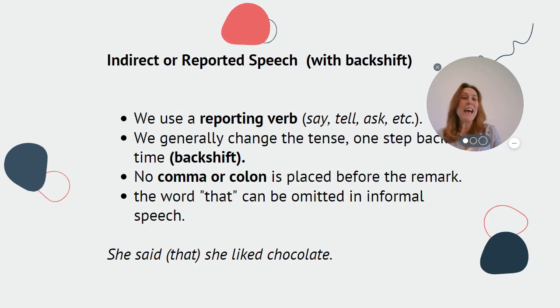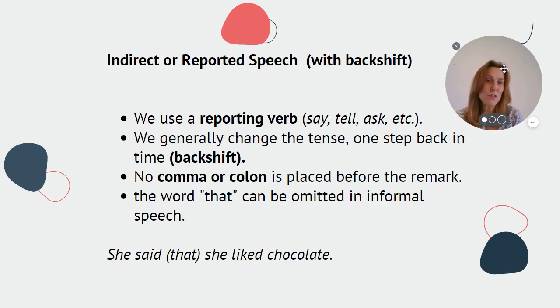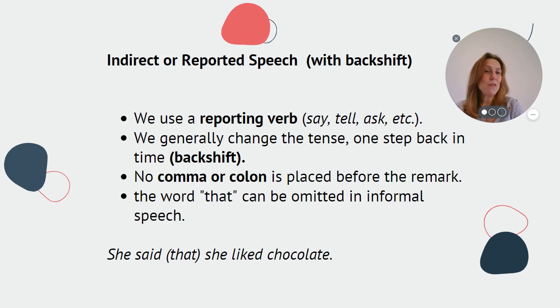Then we find indirect or reported speech, with backshift in time or not. What does it mean? We can report the previous statement and say she said that she liked chocolate. In this case, we are going 1 step back in time from present to past, right? We are using a reporting verb. She said that she liked chocolate.